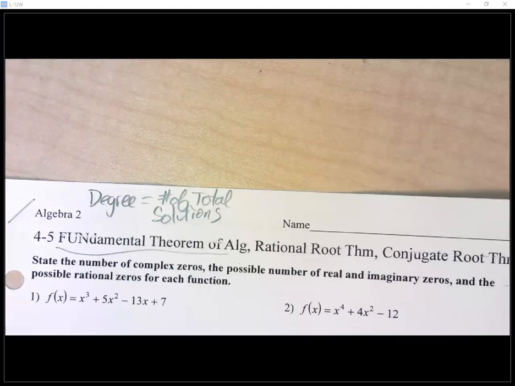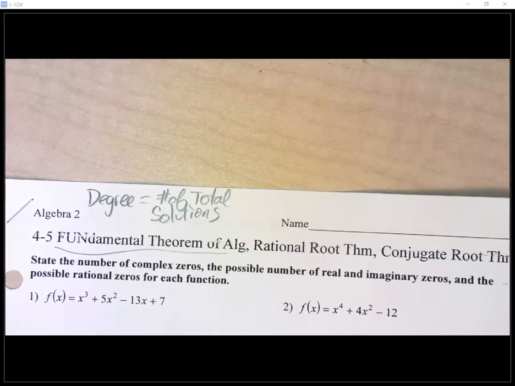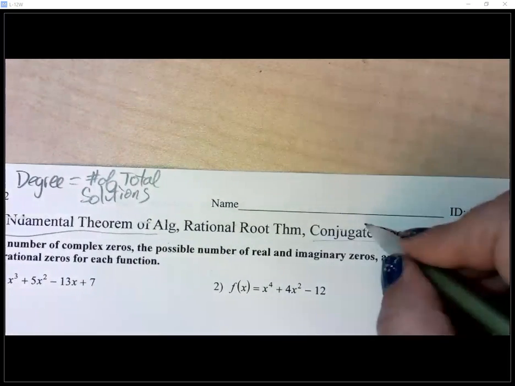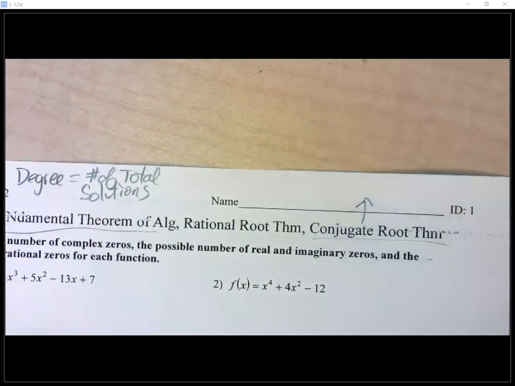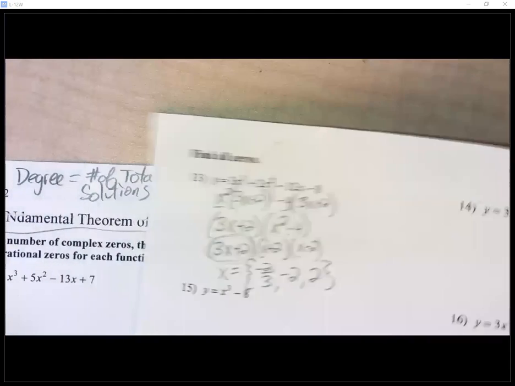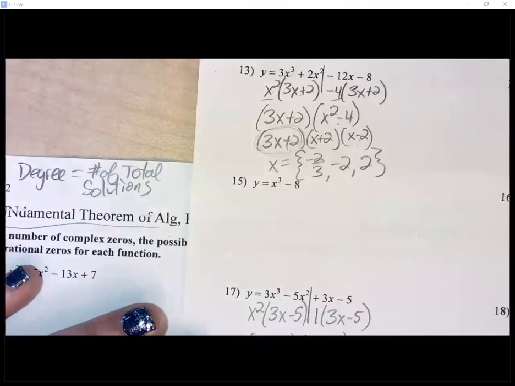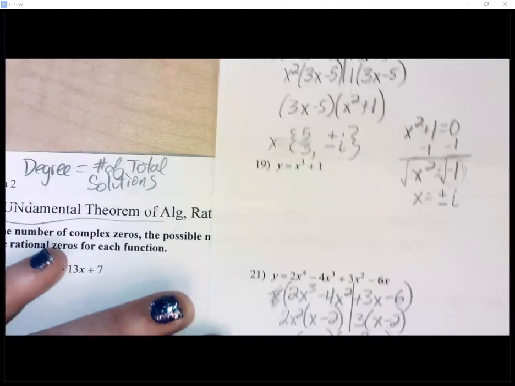Rational root theorem, let's see, do I wanna come back to that one? I'm gonna come back to that one, but I'm gonna jump to the conjugate root theorem. This one tells me if one of, let me go back and look at the answers here from the homework. Take a look at number 21, for example.